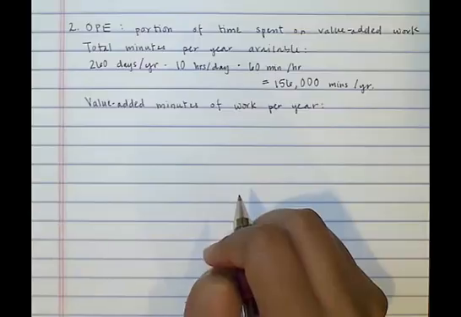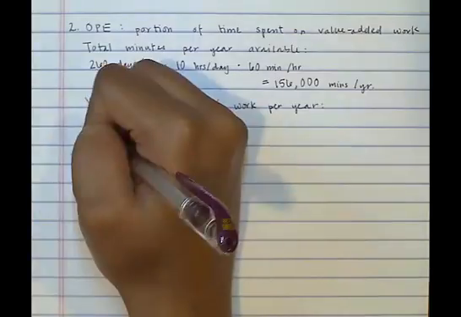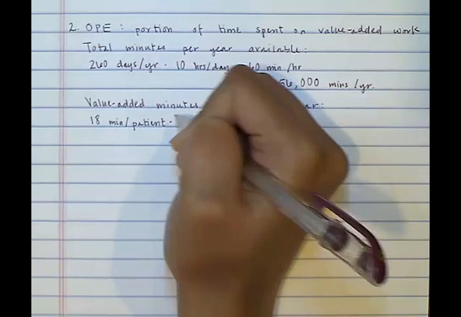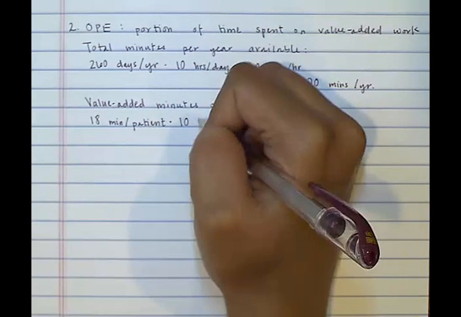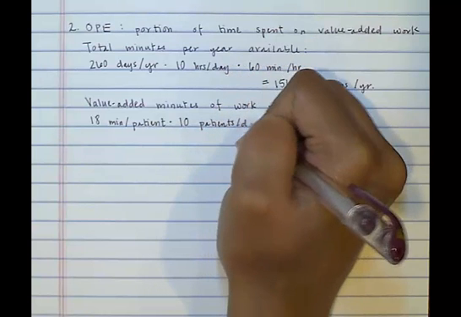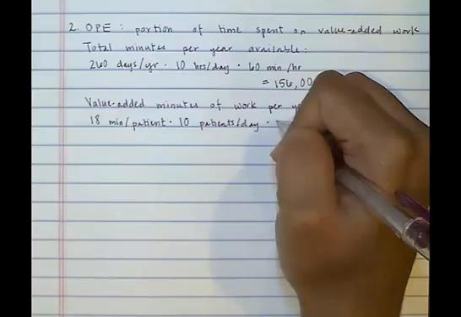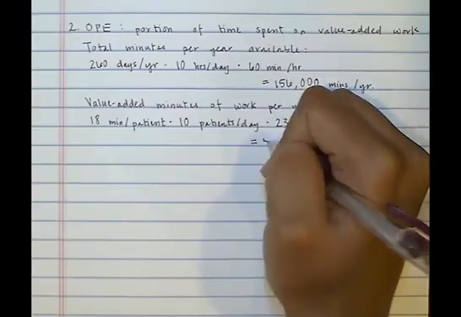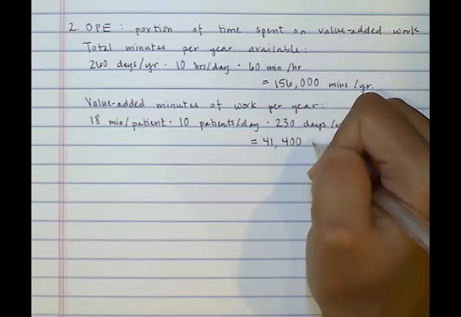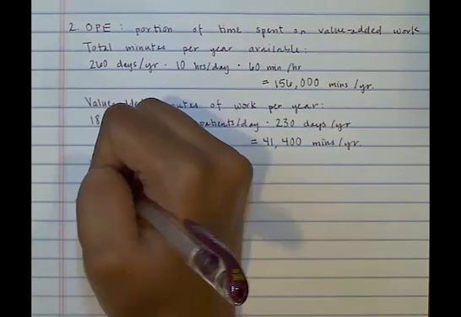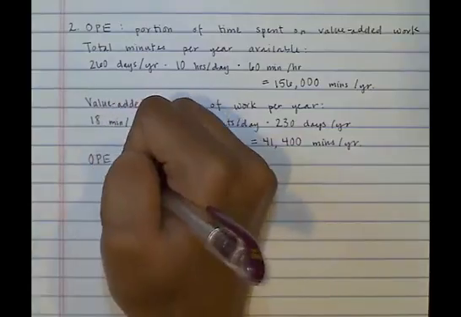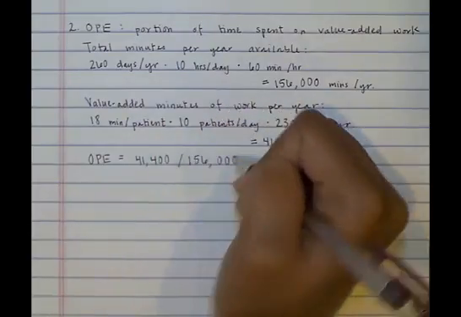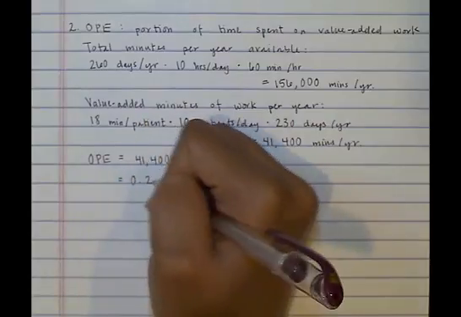Now let's calculate how many minutes Dr. Peters does value-added work. He spends 18 minutes of value-added time with every patient, and he sees 10 patients per day for 230 days out of each year. So multiplying those together, we get 41,400 minutes of value-added work each year. Then our OPE is simply 41,400 divided by 156,000, which equals 0.265.